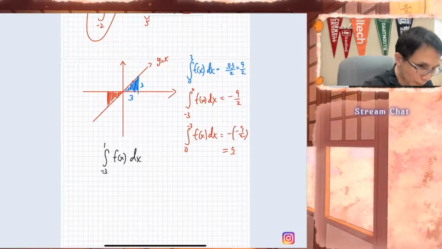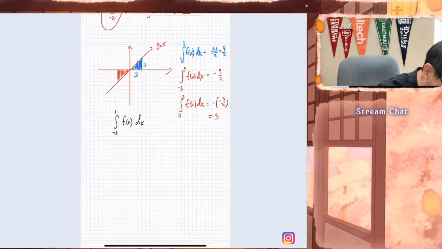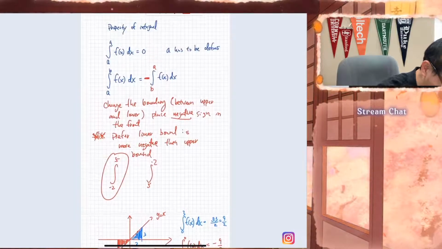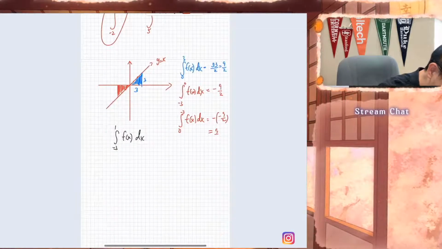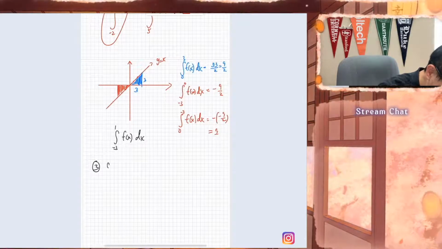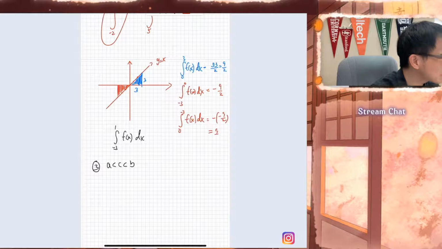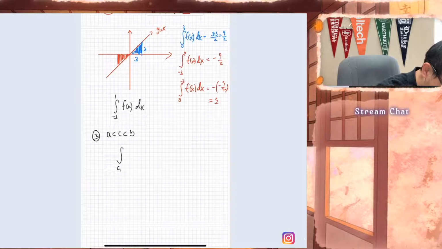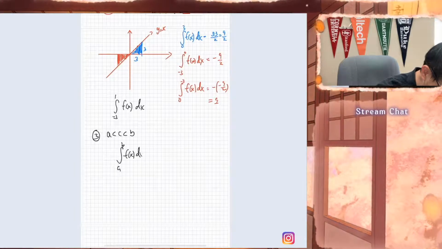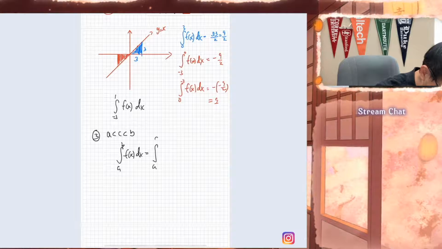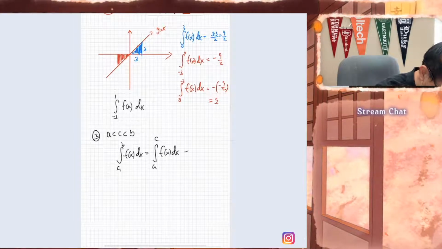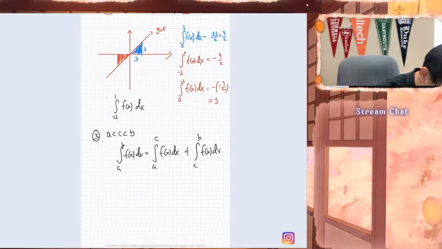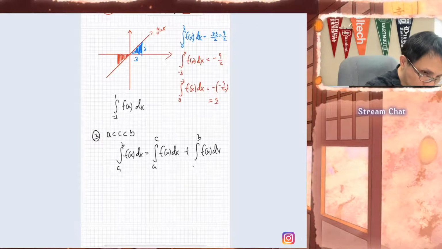Is that okay? So the next property we're going to talk about: there are two properties, this is the first one, this is the second one, and I'm going to talk about the third one. The third one says C is between A and B. So the integration between A and B of f of x dx is equal to A to C of f of x dx plus C to B of f of x dx. Does this make sense?